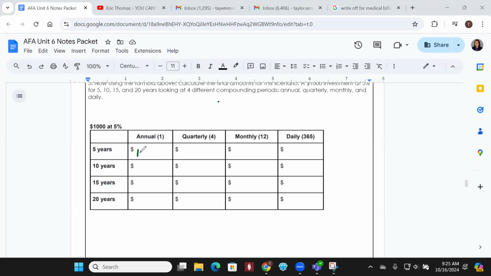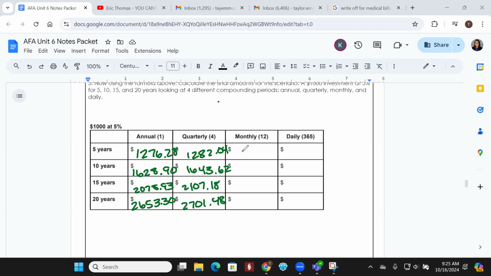For annual, you should have got 1276.28, 1628.90, 2078.93, and 2653.30. For the next one, quarterly: 1282.04, 1643.62, 2107.18, and 2701.48.